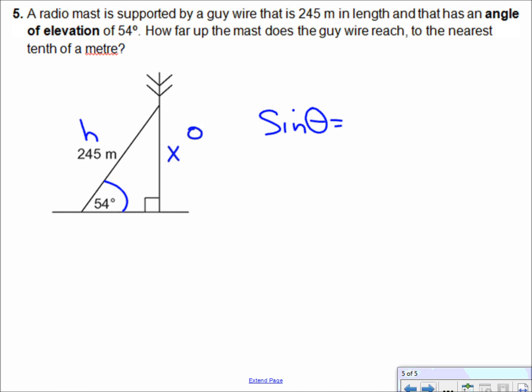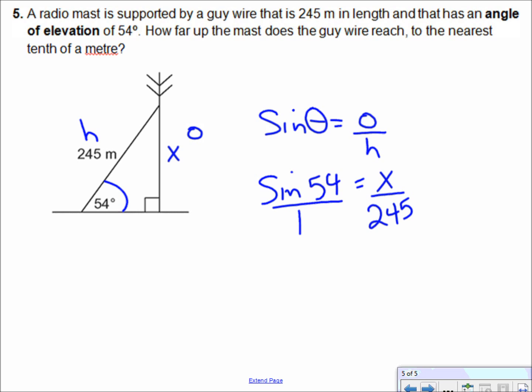So sine equals opposite over hypotenuse. Sine theta in this case is 54 degrees. My opposite is x, I don't know, and my hypotenuse is 245. Again, I'm going to drop a 1 in the denominator of my sine 54 so that I can do Zorro. So I start at my x, draw my Z, my first two numbers multiply, and divide by the third.